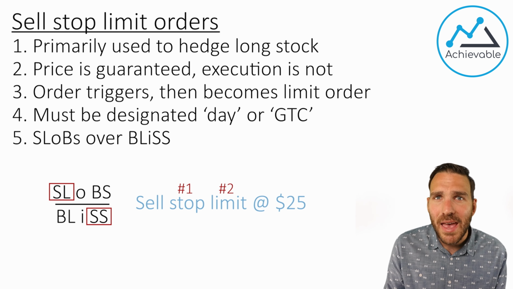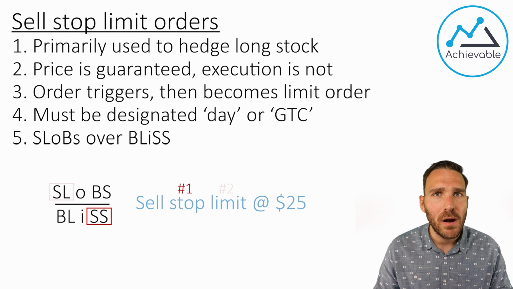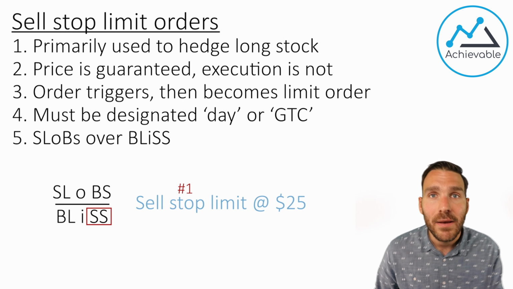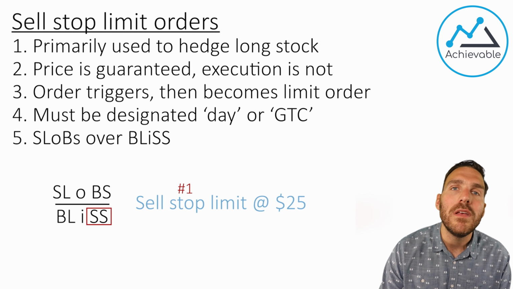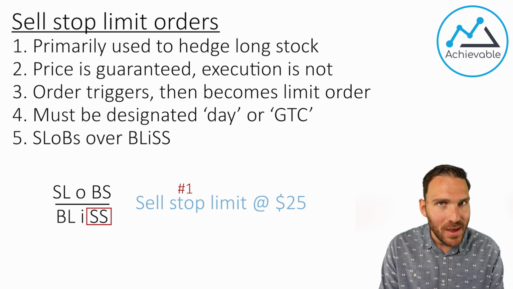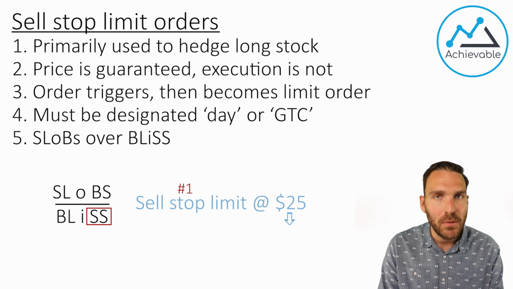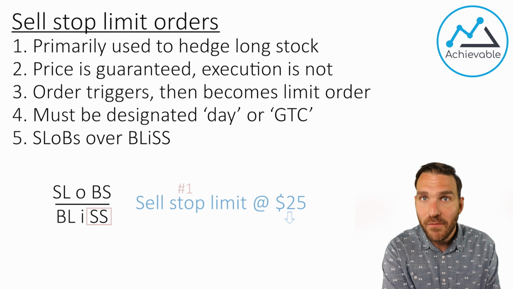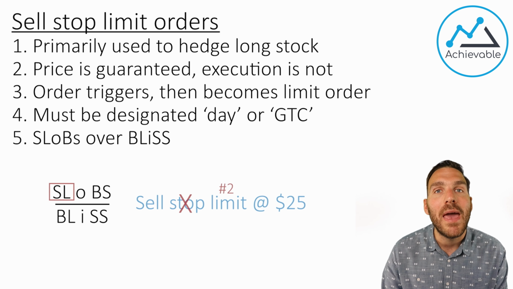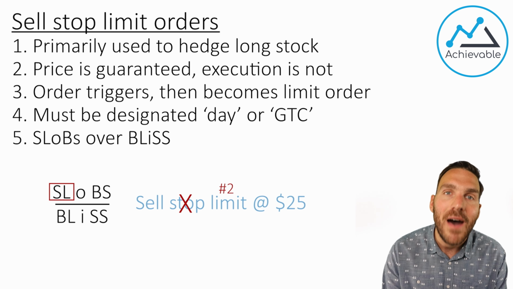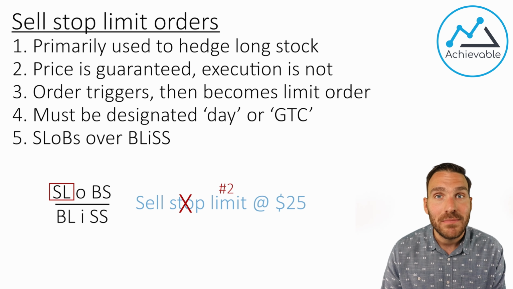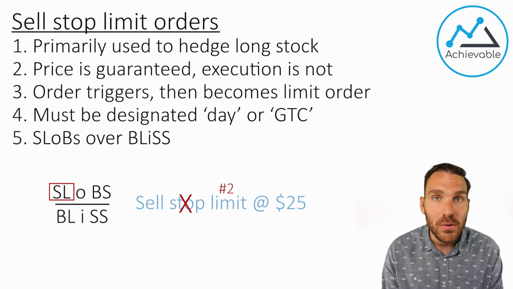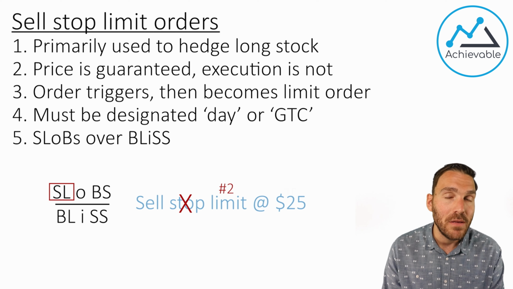So with that being said, let's focus on the stop part of it first. Sell stop, SS, is below the line. So that tells the system only start thinking about doing something if we hit the market price of 25 or below. If we hit 25 or below, the order triggers, the stop part of it is gone forever, and now we have a sell limit at 25. Going back to SLoBs over BLiSS, sell limit, SL, is above the line. So that tells us this order will only go through at a price of 25 or above.